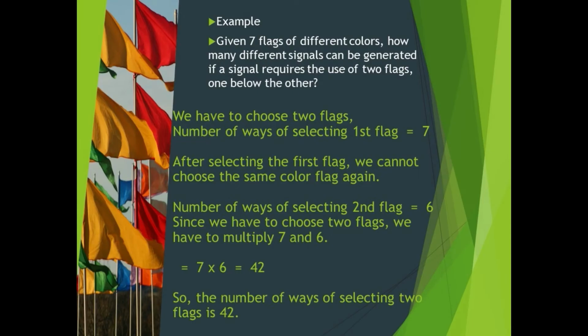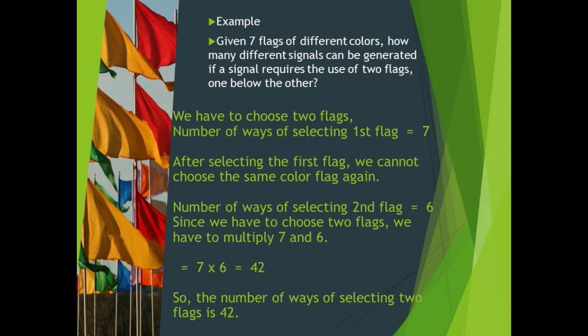Okay, so we have another example. Given 7 flags of different colors, how many different signals can be generated if a signal requires the use of 2 flags, one below the other? So we have to choose 2 flags. So that's the problem. That is the question for us. So how many ways can we select the first flag? Okay, so how many flags are there? So we have 7. So that's the number of ways of selecting the first flag.